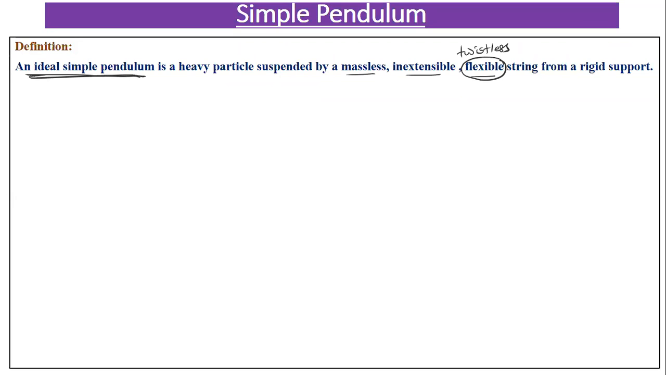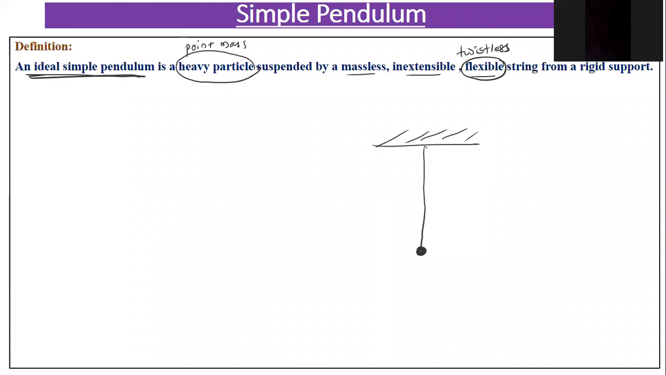Now we can draw the simple pendulum diagram. This is the rigid support, and this is the string. To this string, if we hang a heavy particle, or instead of heavy particle, one more word we can use, point mass. Ideal simple pendulum is a heavy point mass suspended by a massless, inextensible and twistless string from a rigid support.